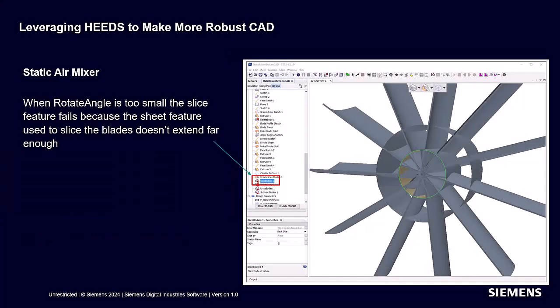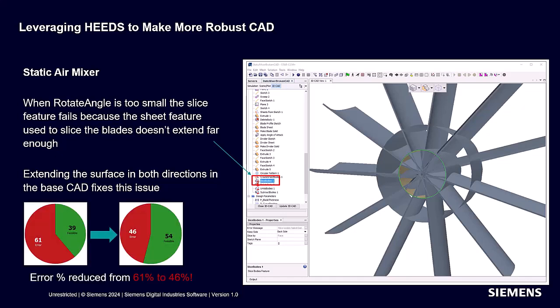In our case, when we look at the CAD, our designers are easily able to identify a problem. When values of rotate angle become too small, a slice feature built into the CAD fails because the parent sheet feature used to perform the slice operation fails because the blades don't extend far enough. This is easily fixed by our designer by extending this surface in both directions in the base CAD. Rerunning the CAD robustness study with this simple fix increases the robustness of the CAD, reducing the error percentage from 61% to 46%.